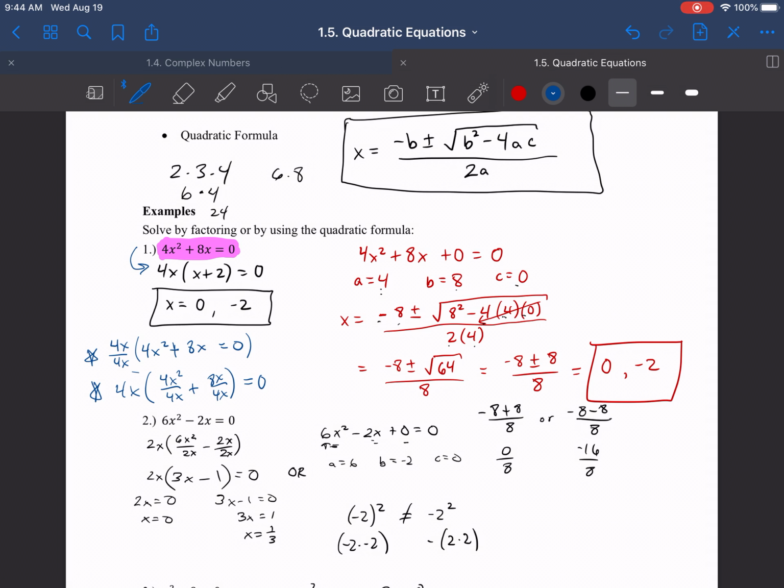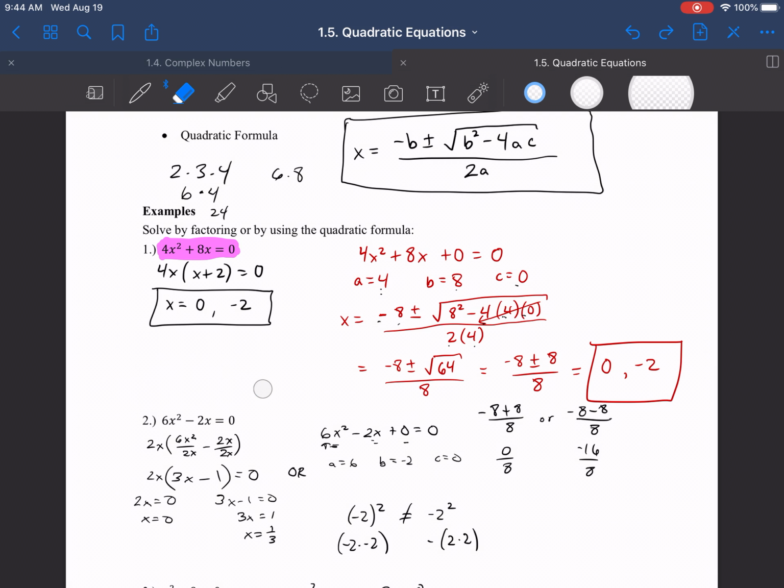So this right here is the next step after that. Once you get that part done, you should see that we have 4x times x plus 2. And if 4x equals 0, then the whole thing is 0. Or if something makes this x plus 2 part equal to 0, the whole thing is 0. So I just need to look and see what values for each will do that.